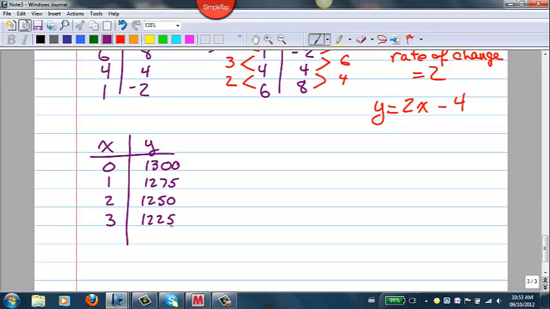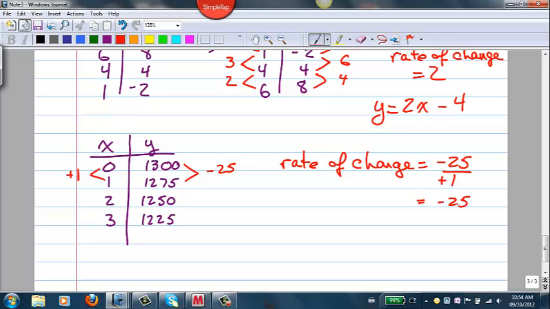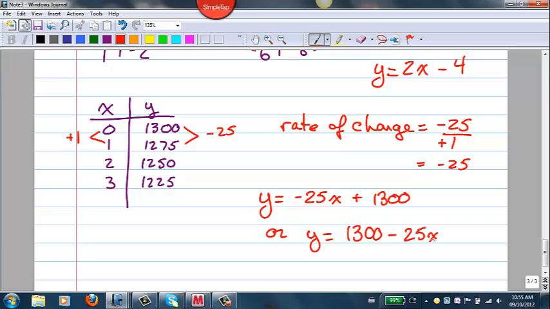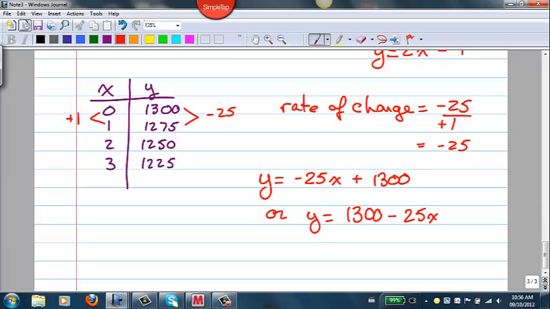With some bigger numbers, and unscrambled this time just to make it a little quicker, we've got 0, 1, 2, 3, 1300, 1275, 1250, 1225. You'll notice that the output is decreasing by 25, while the input increases by 1. That means my rate of change is -25 over 1, or -25. So I've got some constant, and I'm taking 25 away from it every time. So at 0, at the initial time, I had 1300. So it's like saying y is equal to negative 25x plus 1300, or 1300 minus 25x.